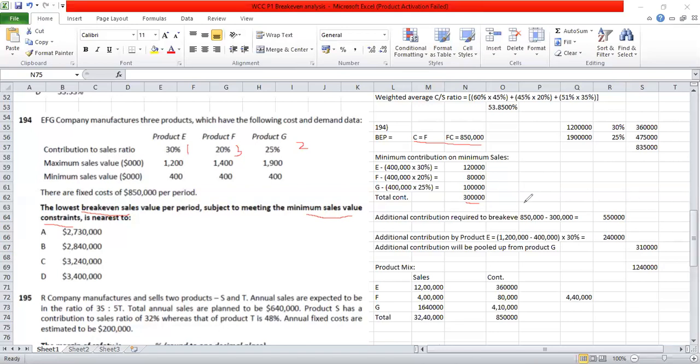Done. Then here we've already considered 400 for E. Why are we starting with E? We are starting with E because E is the most profitable, with the highest contribution margin of 30%. So altogether 1,200,000 is the sales, because 400 we've already added up. We have already calculated here, so the rest of it only will be considered here.